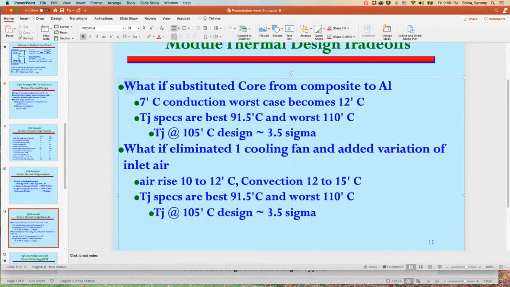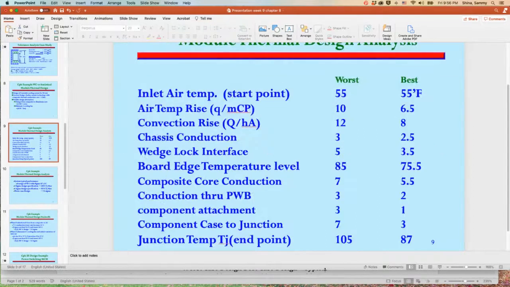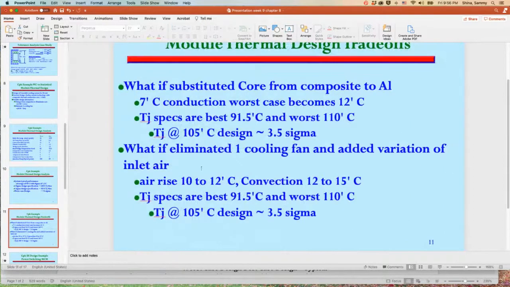Okay, what if we substitute the core from composite to aluminum? The worst case of 7 degrees centigrade becomes 12 degrees. So there's the 7 degrees. It becomes 12 degrees. We do the calculation again.